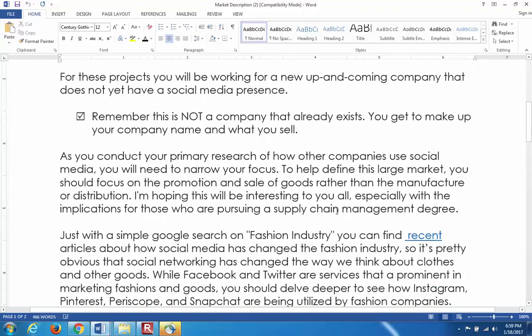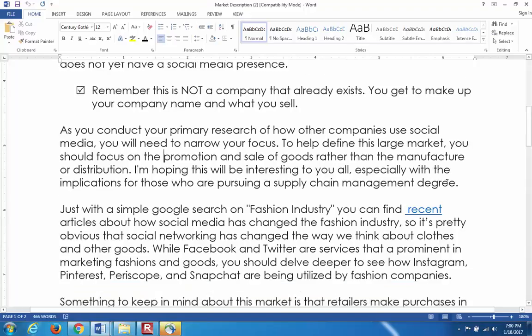As you do your research, you're going to want to think about how your competitors and how your company are using social media, and you should focus on how they're using social media to promote their goods rather than looking at the back end of retail, the manufacturer, distribution. So just keep that in mind, that you're looking at how the companies promote their product or promote their brand.